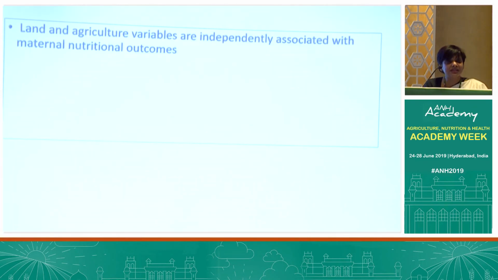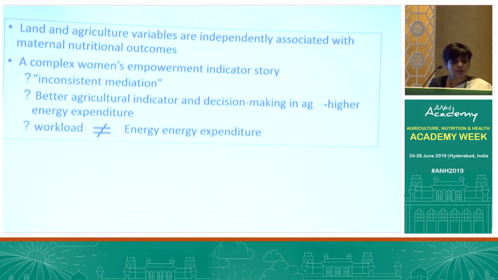Taken together, what does all this mean? What we mean is that land and agriculture variables are independently associated with maternal nutrition outcomes. But we don't think there is any mediation, at least in this case, going on. Again, it's cross-sectional data, it's preliminary, and all that is important. It's a very complex picture of the women's empowerment indicator story. There is an inconsistent mediation. On one hand, you're seeing improvements in women's empowerment. On the other hand, the associations from women's empowerment or agriculture variables are negative, which is why there might be a suppressing effect, which might lead to an overall statistical insignificance there.